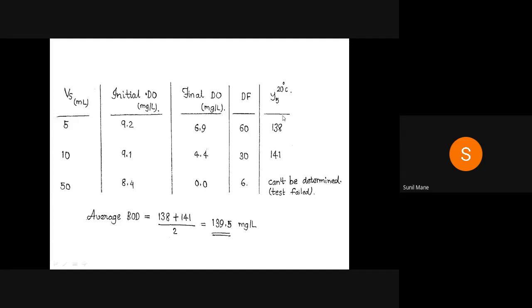If this is understood properly, then you can take it down as the problem. In the problem, that sewage has been taken for these various variations of volume, and these are the observations before and after, that is the initial observation and final observation. Then you can go for the calculation. Directly looking at this chart, you are in a position to understand it.